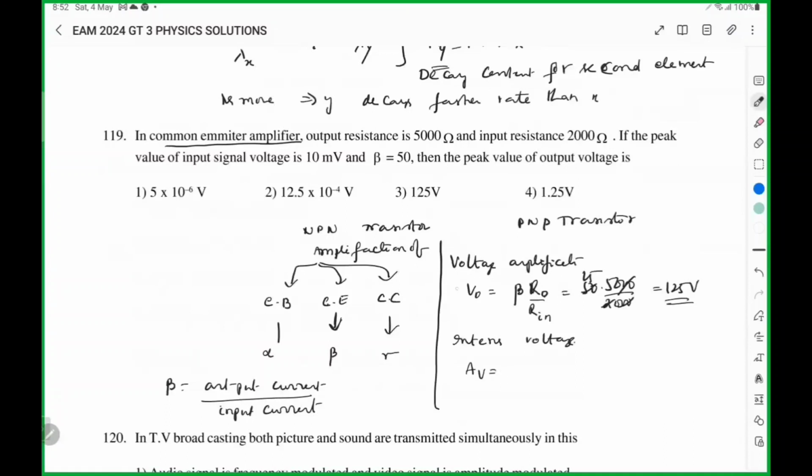The amplification factor is equal to V naught output by V input. So the peak value is given by amplification factor into V input. The amplification factor we calculated is 125. V input is 10 into 10 power minus 3, which is minus 1.25 volts.